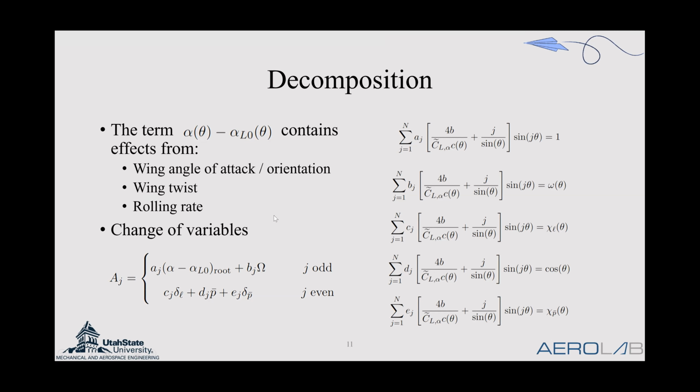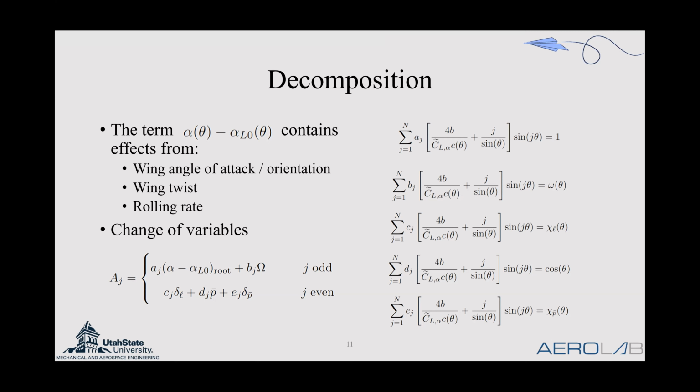So you can see that here. One thing to note, the odd Fourier coefficients correspond to spanwise symmetric effects. So planform is typically symmetric on the wing. The right and the left wing look the same. And so that typically corresponds to an odd Fourier coefficient. We can break up components from spanwise symmetric twist and spanwise anti-symmetric twist, which we've done here. And then we can see the effects from rolling rate, which affects the wing anti-symmetrically.